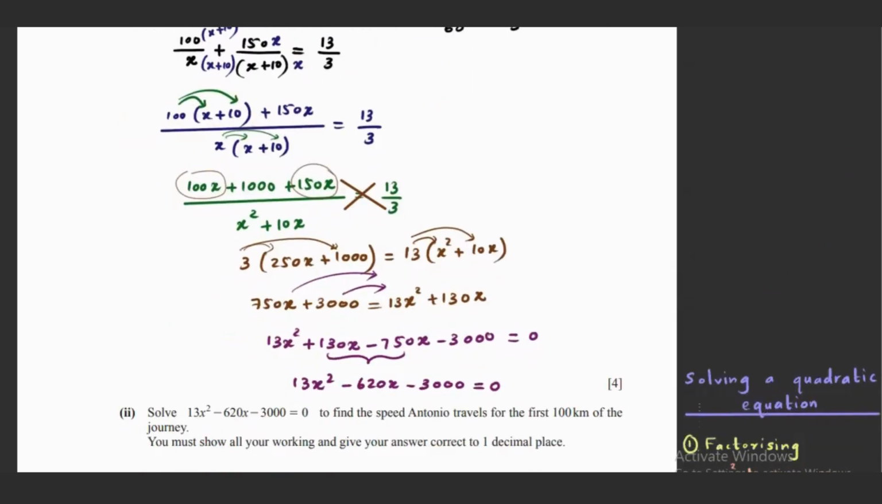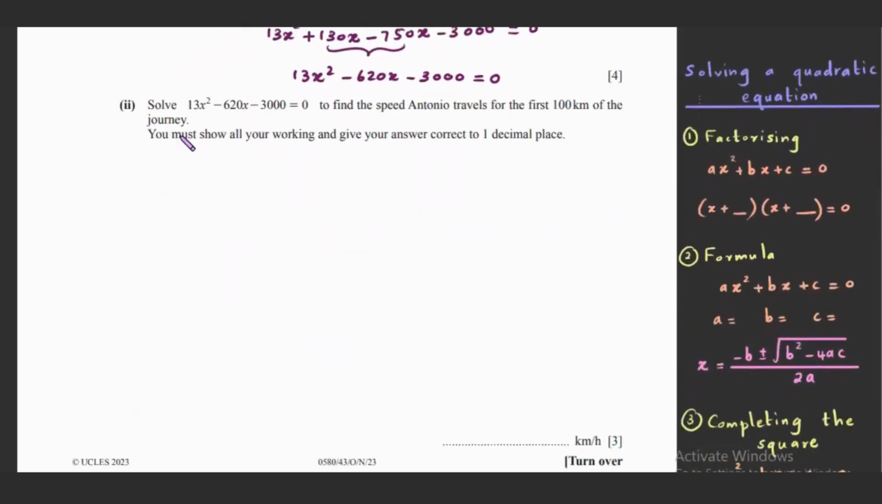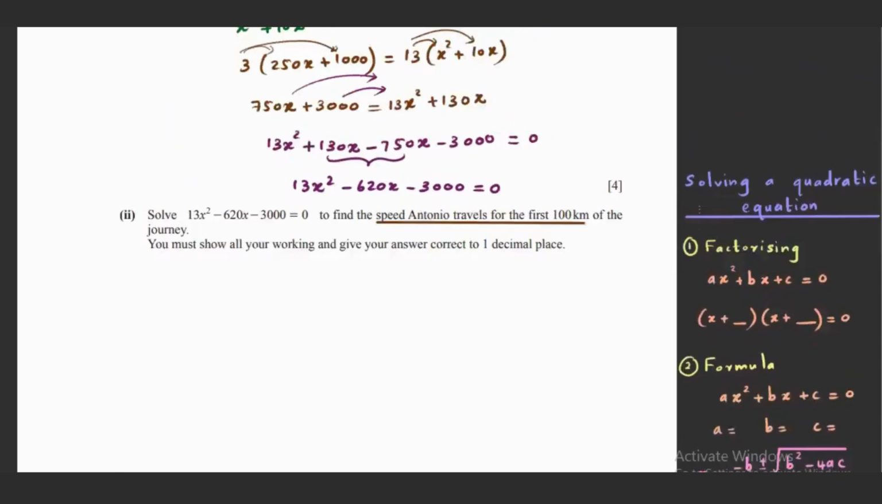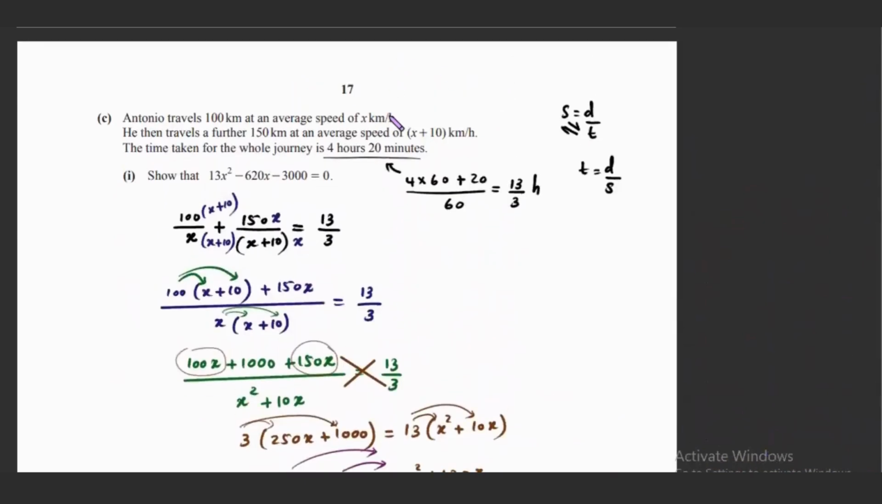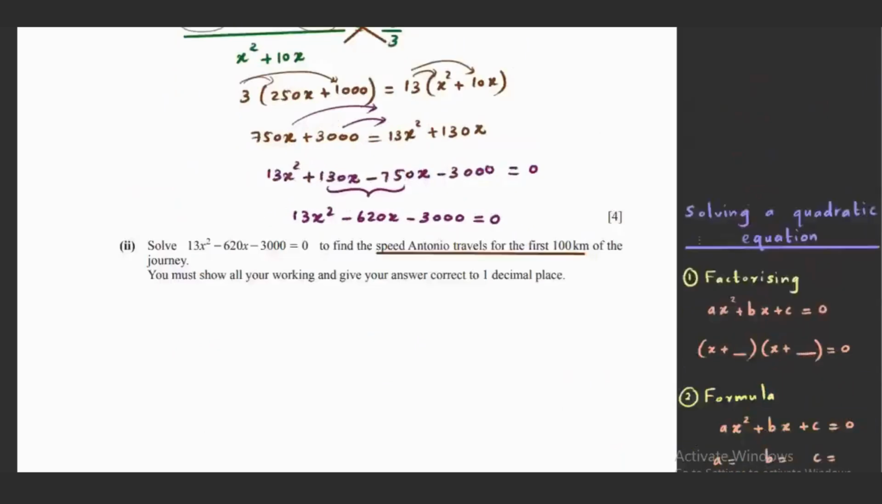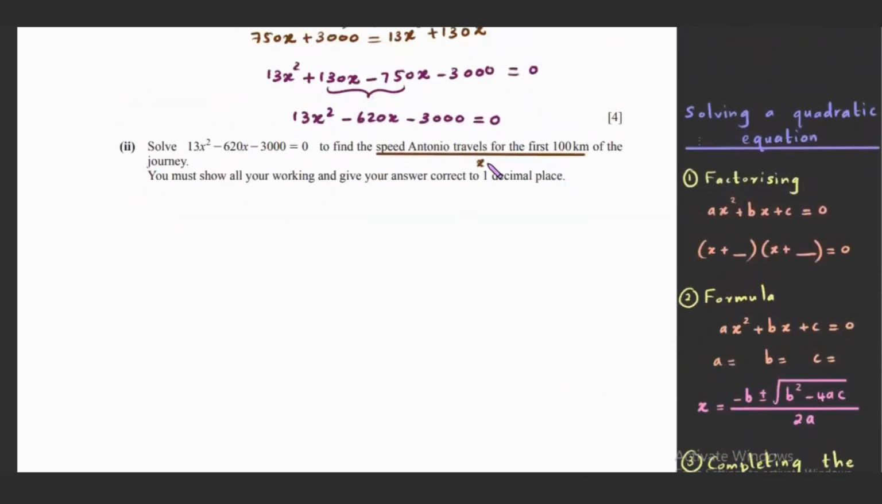Let's move on to the next part of the question, which is to solve this equation given to us and to find the speed Antonia travels for the first 100 kilometers. The speed Antonia travels in the first 100 kilometers is x in the question. So that means we are supposed to find what x is. We need to calculate what x is. So I'm going to solve this quadratic equation.